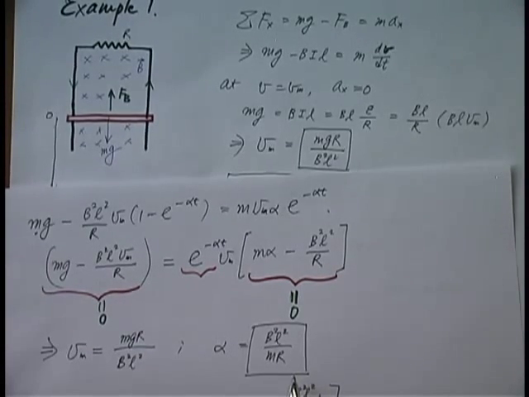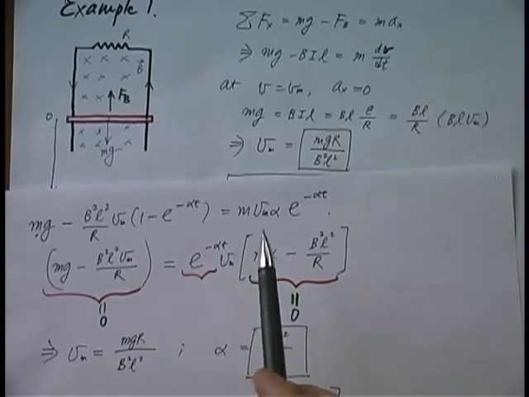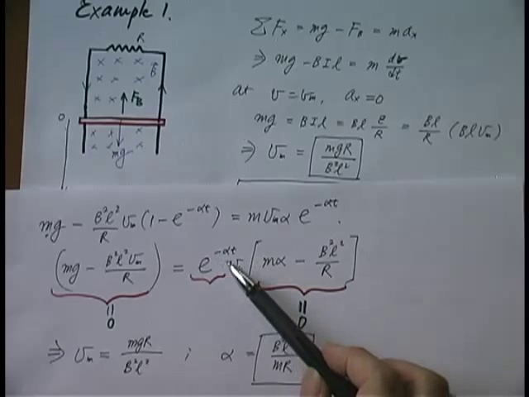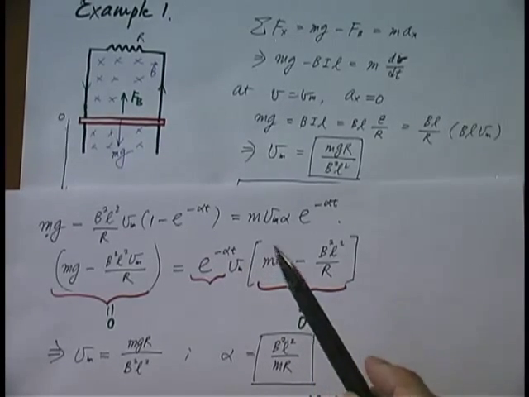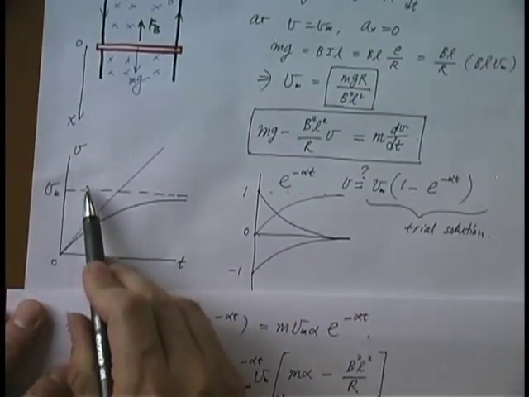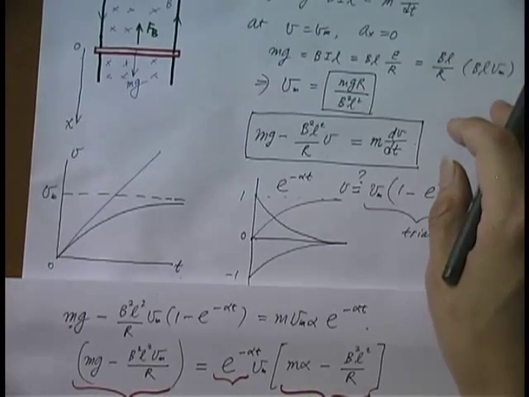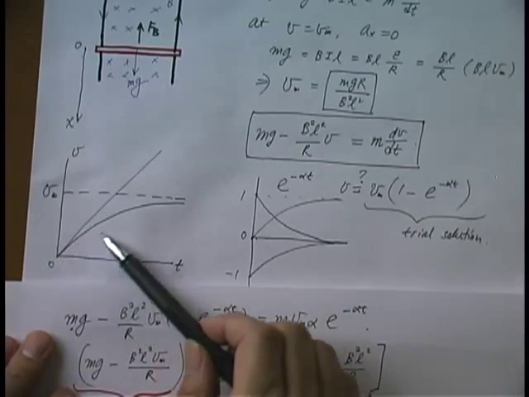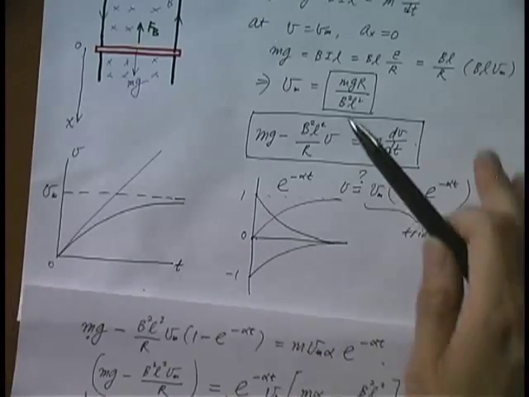Now, alpha. Alpha is a constant which has a unit of 1 over time. A large alpha means the speed quickly reaches a saturated value. So it goes up like that, quickly reaching the saturated value. And a small alpha means it takes a long time for V maximum to be realized.